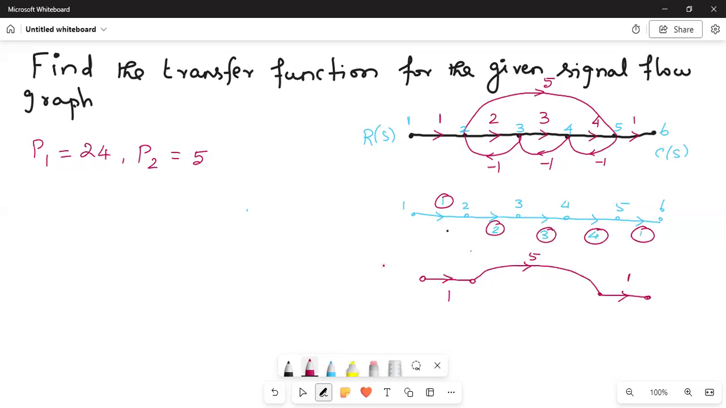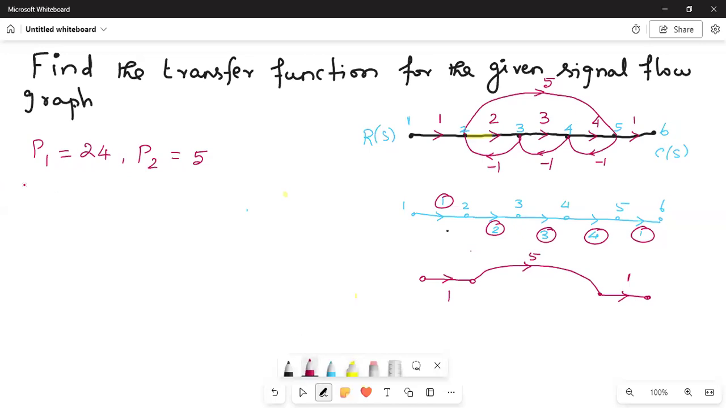Okay. So let us take this as my first loop, that is node 2 to 3, then 3 to 2. So this is the first loop. Then second loop, 3 to 4, then 4 to 3. This is the second loop. Then 4 to 5, then 5 to 4. This is the third loop. The next: 2 to 5, 5 to 4, 4 to 3, 3 to 2. This is the next loop. So totally we are having 4 loops. Okay. Then next you have to write down the gain value for that.